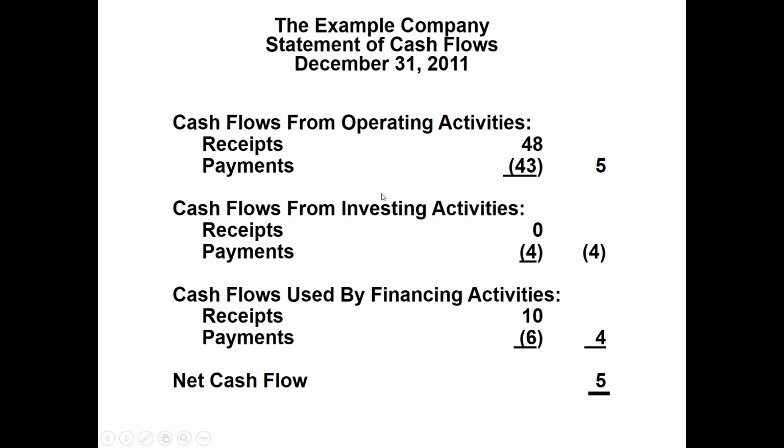From the investment activities, we didn't receive any money, but we made payment of 4 Ghana cedis, which is in brackets, which is negative to the company, that the company needs to pay. And then from the financing activities, we receive cash of 10 Ghana cedis, and we made payment of 6 Ghana cedis. So it means we have 4 Ghana cedis left.